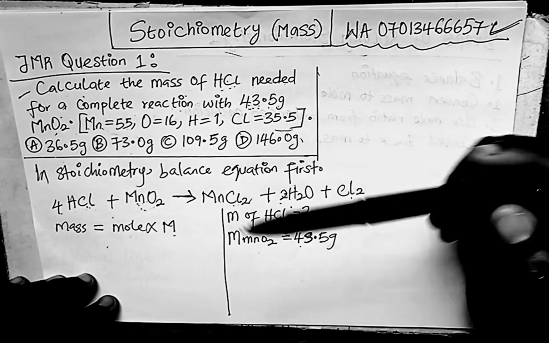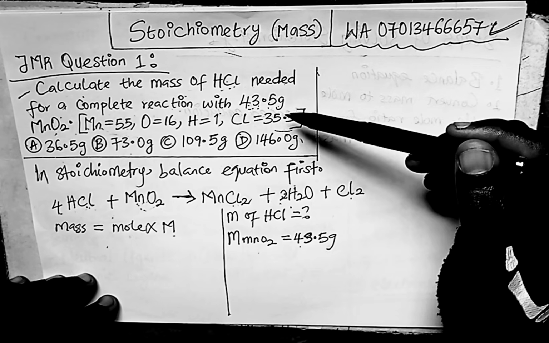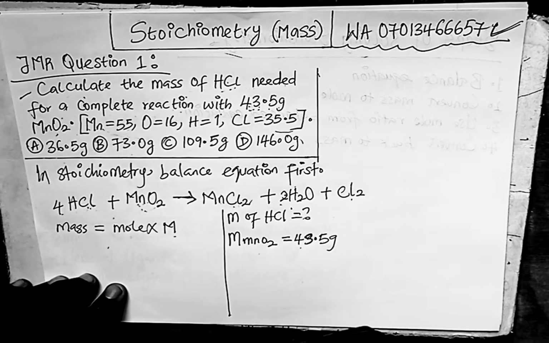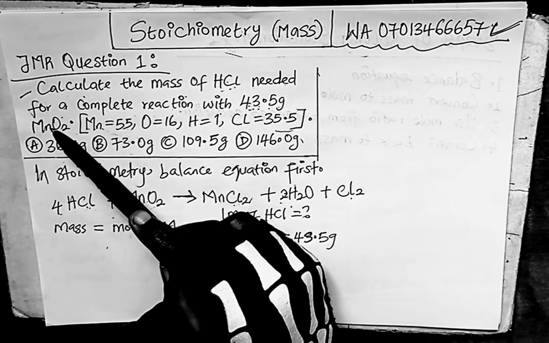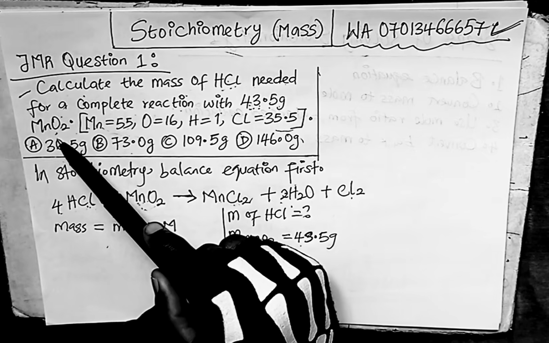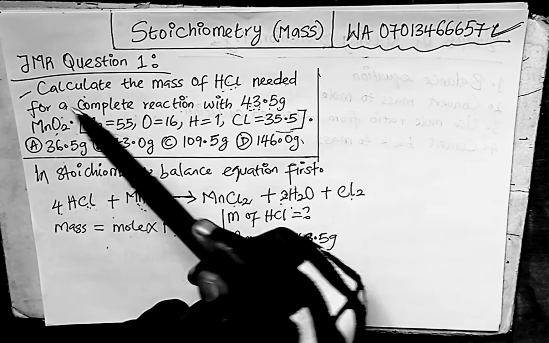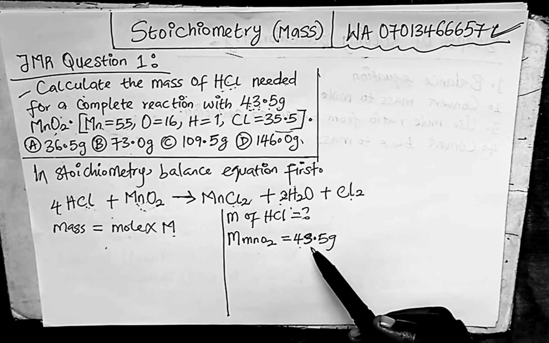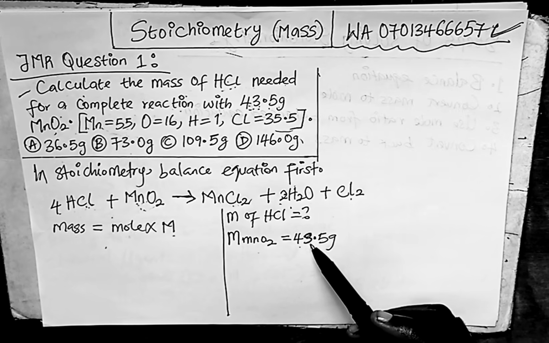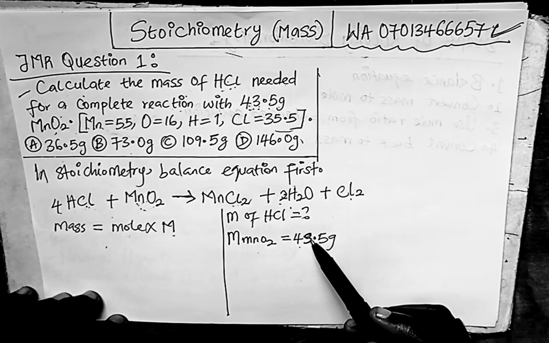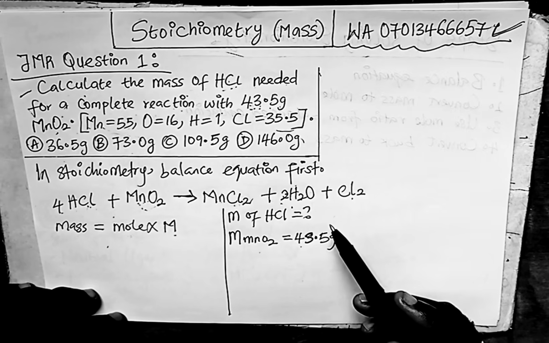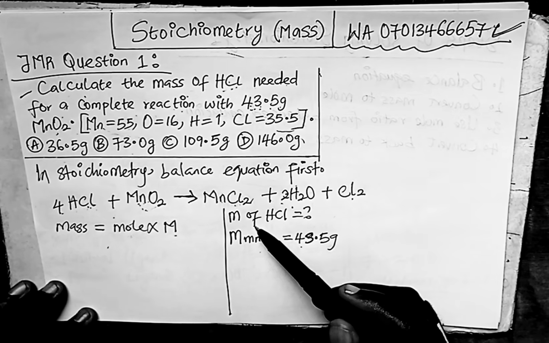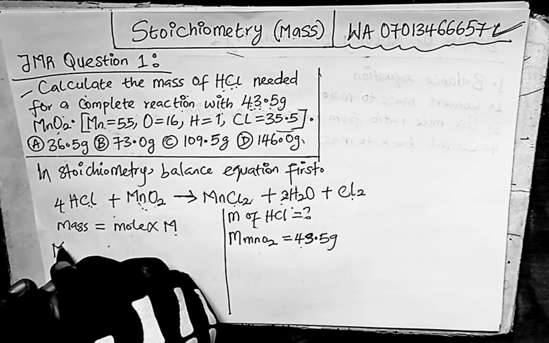Very, very easy. Okay? So remember, we are talking about a complete reaction of this with manganese 4 oxide. First of all, we have to find the molar mass of manganese dioxide. After finding the molar mass of manganese dioxide, we move straight to finding the mole of manganese dioxide. All right?